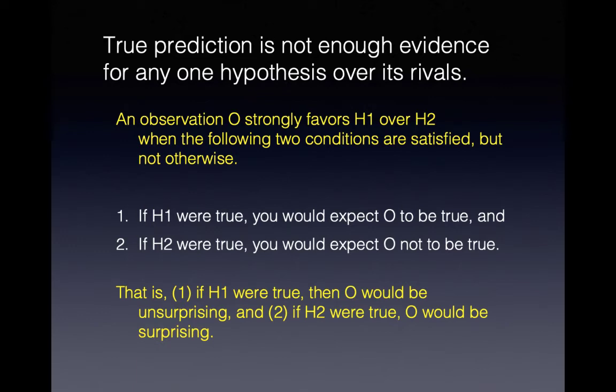So here it is: an observation O strongly favors one hypothesis over the other when the following two conditions are satisfied and not otherwise. If H1 were true, you would expect O to be true. And if H2 were true, you would expect O not to be true. Again, these are not options. You need both of these to be the case. That is, if H1 were true, then O would be unsurprising. And if H2 were true, O would be surprising.